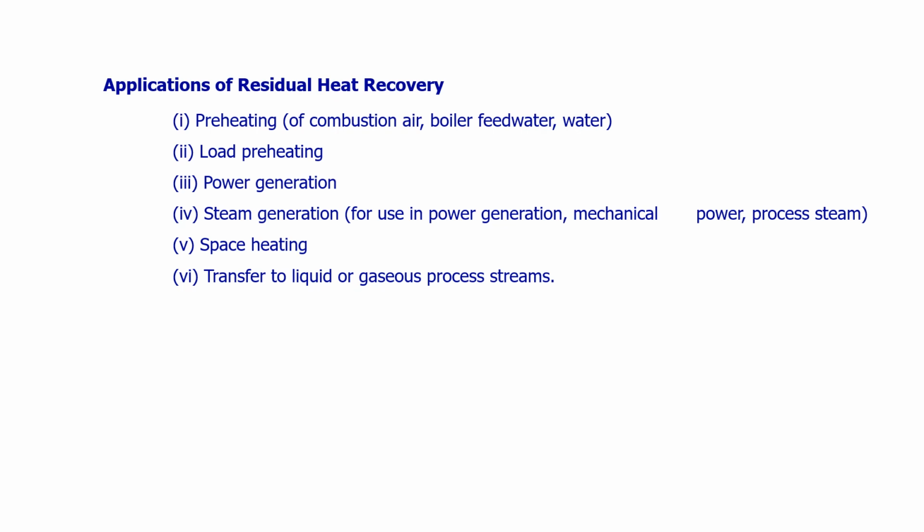Power generation also has applications of heat recovery: steam generation, power plants, process steam, textile industries, sugar industries. In many places where steam is generated, heat is going as waste, and that waste heat can be used for many other applications. Cold storage can also use this heat, and in winter we can have space heating applications, as well as transfer to liquid or gaseous process streams. These are the major applications of residual heat.